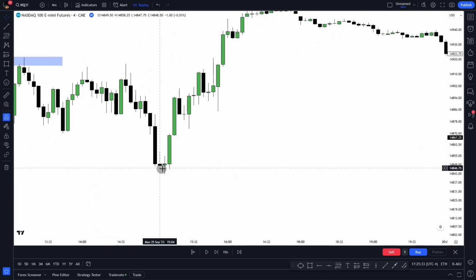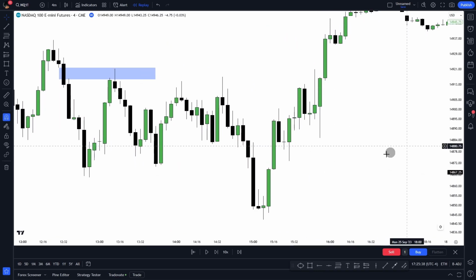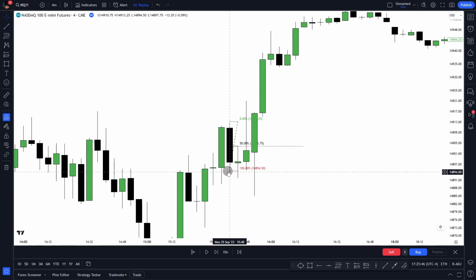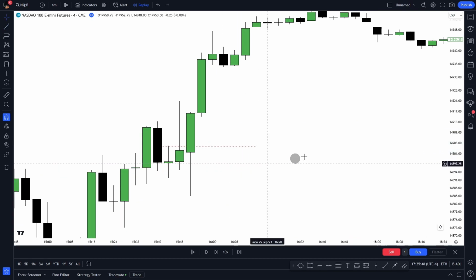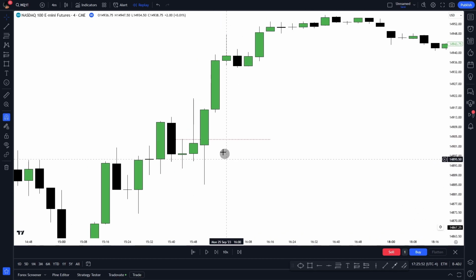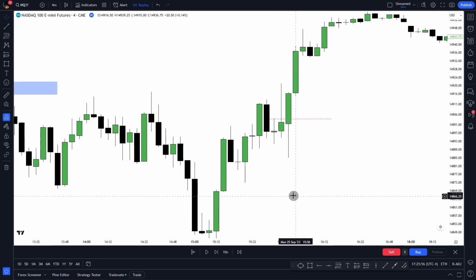You can also use it on order blocks, right? So let's say right here, you would draw it from here to right there. And this would be the mean threshold of an order block, right? So that is also, just like on the fair value gap, an area where price can reverse off of.